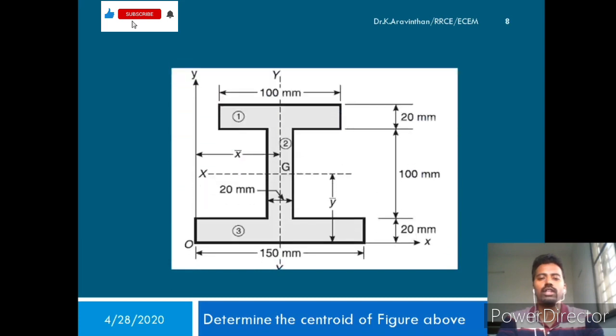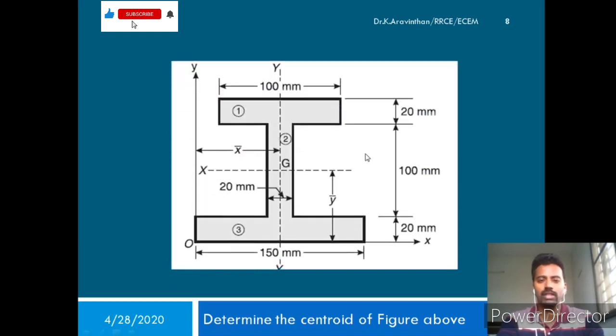Let us move into the third problem. Here you can see an inverted I, which is similar to the earlier problem. There it was a smaller flange at the bottom and larger flange at the top. So here the problem is the inverse of that, the smaller flange is at the top and the larger flange is at the bottom.